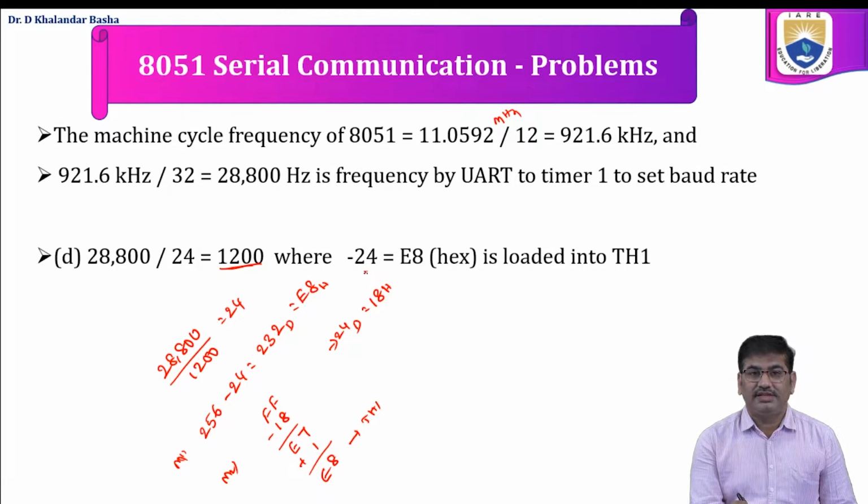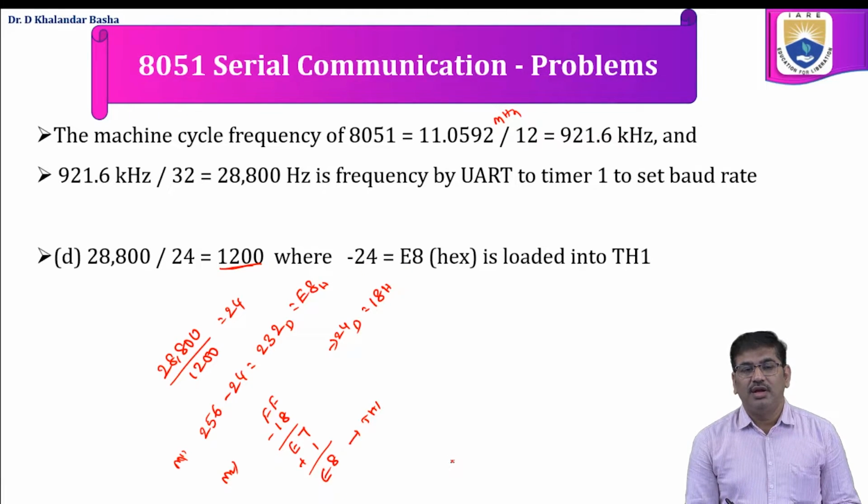Otherwise, it is equivalent to minus 24. How many clock pulses do we have to take? That many we have to subtract. That minus 24 equivalent is E8H. So for providing a baud rate of 1200, we have to load E8H into the TH1 register, where Timer 1 is configured in auto reload mode.